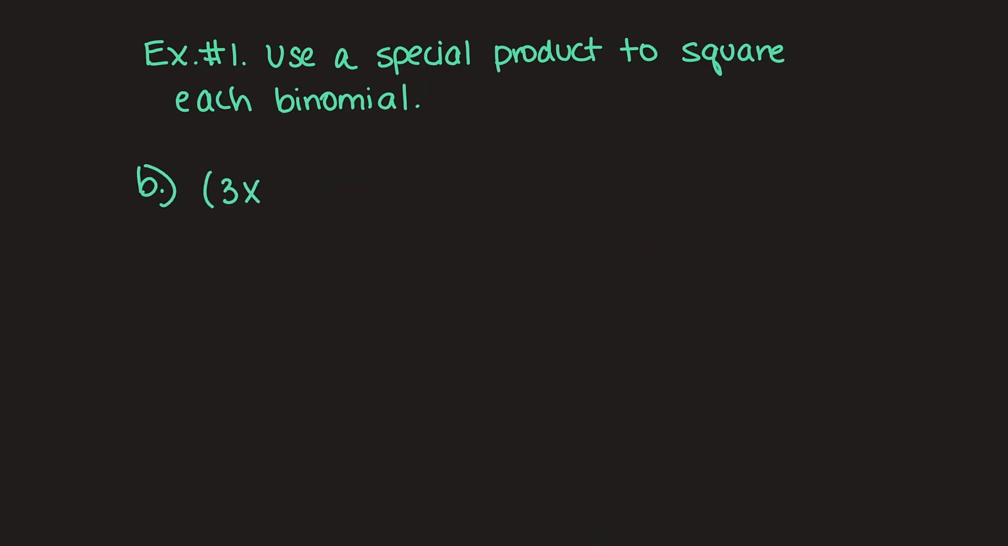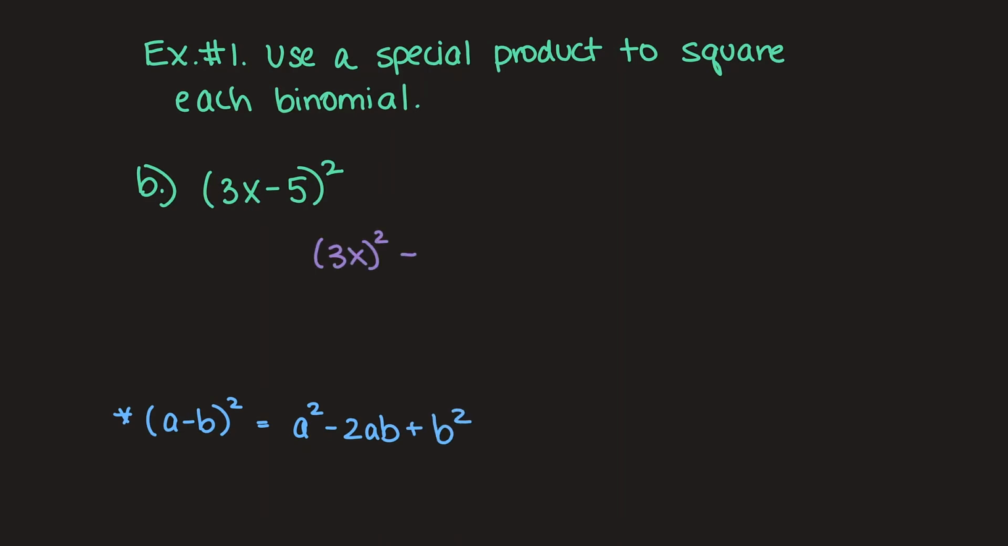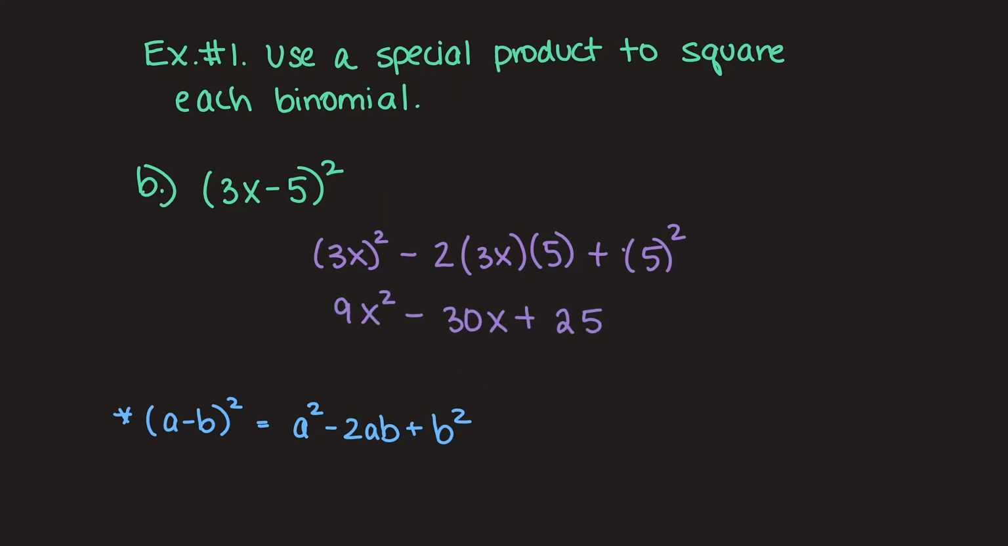And for the next example, let's also try answering this using our formula. We take the first term 3x and square it. Then we want to double the product of 3x and 5. And then we take the second term 5 and square it. This simplifies to 9x squared minus 30x plus 25. Again, you don't have to use this formula. If you prefer to expand out the binomial and then multiply, and then combine like terms, that's fine also.